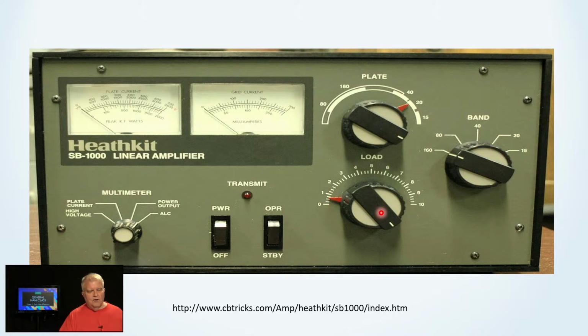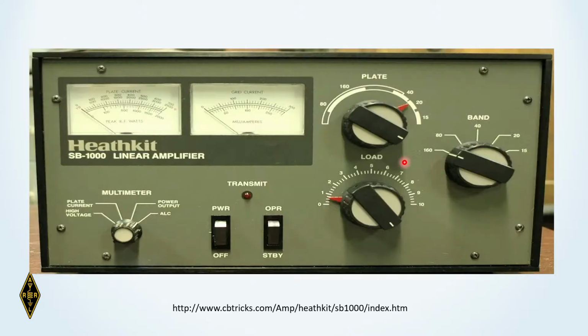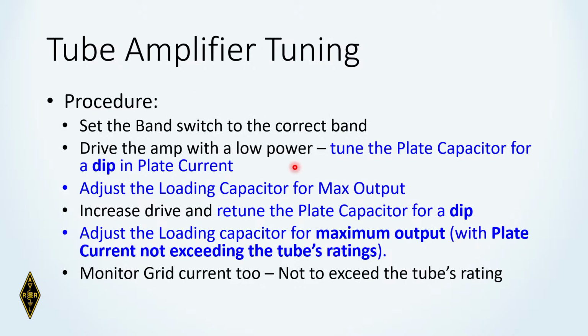And this is the procedure for tuning an amplifier. You set the band switch to the correct band. Don't want to forget that. Then you drive the amplifier with low power, maybe 5-10 watts, and you tune the plate capacitor for a dip in the plate current. You'll see on the meter, one of these can be set up for the plate current, and one of them can be set up for the grid current. So you monitor the plate current and tune it for a dip, the minimum current reading. Then you adjust the loading capacitor for maximum output. Then you go higher in drive, maybe up to 30 watts, retune the plate capacitor for a dip, and then adjust the load capacitor for maximum output, with the plate current not to exceed the tube's ratings, and that'll be in the manual for the amplifier.